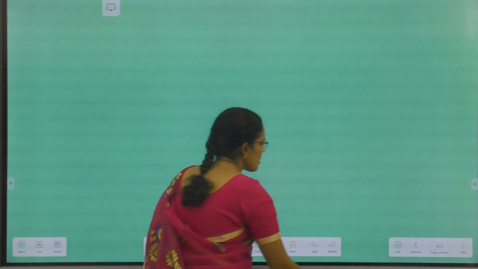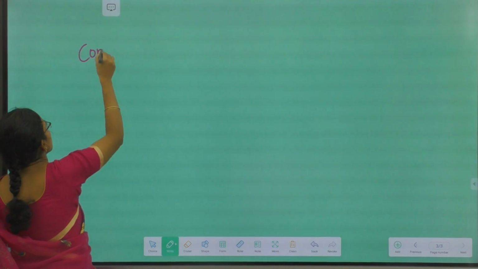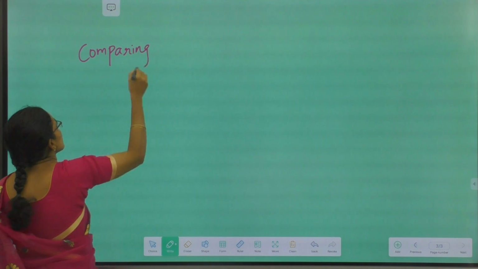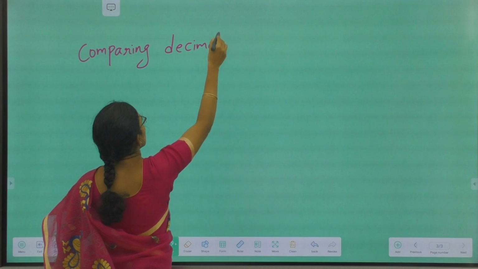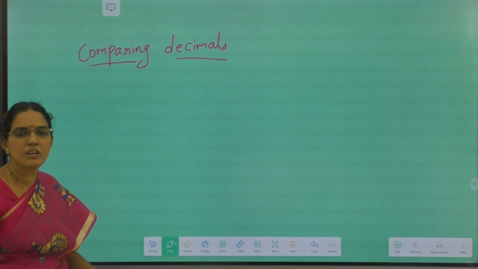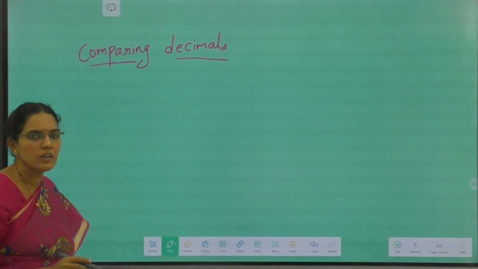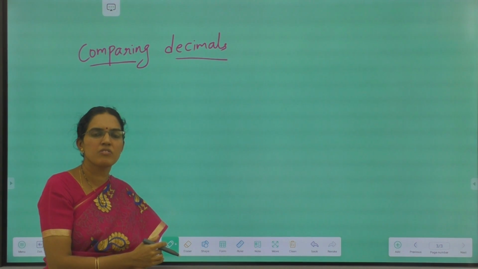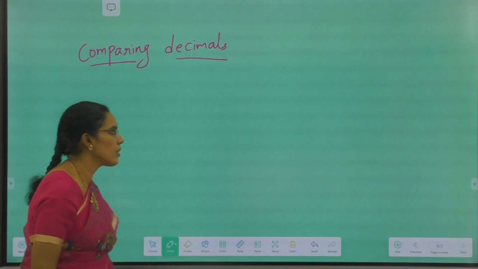Now next we will see how we will compare decimals. Comparing decimals. If you want to compare any two decimals, that is, which one is small, which one is big, whether they are equal or not, first we will observe the whole part. Whole part means the digits before the decimal point. First we will compare the whole part. If the whole part is the same, then we compare the decimal part.